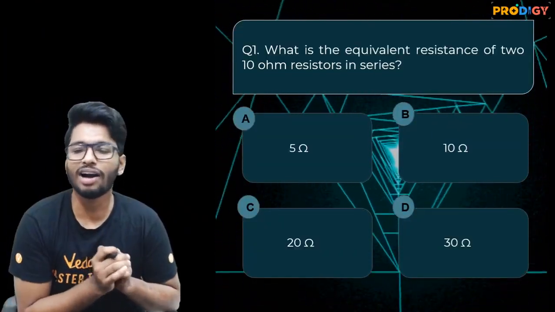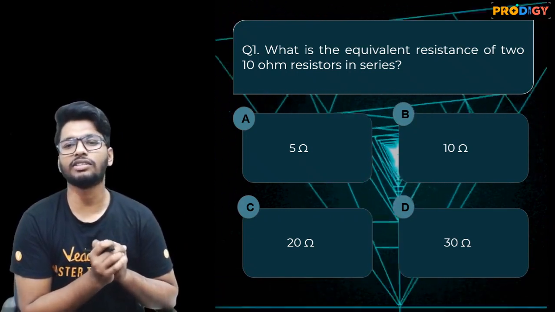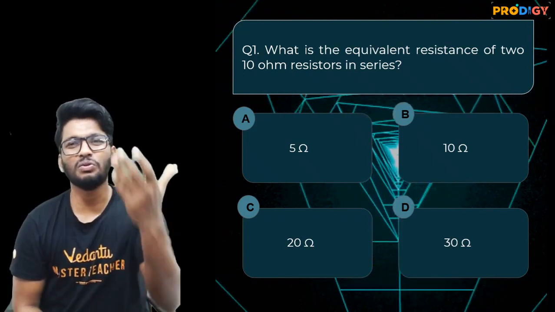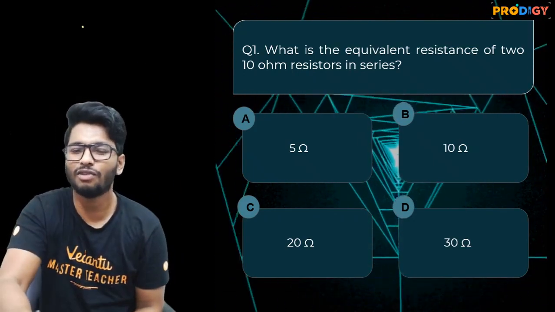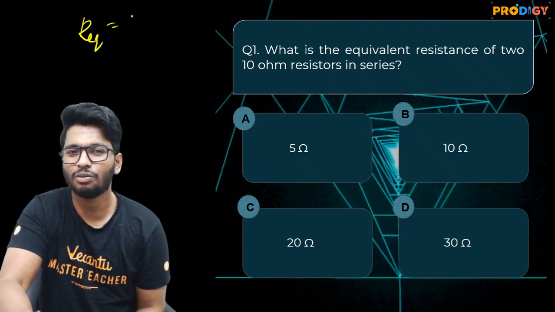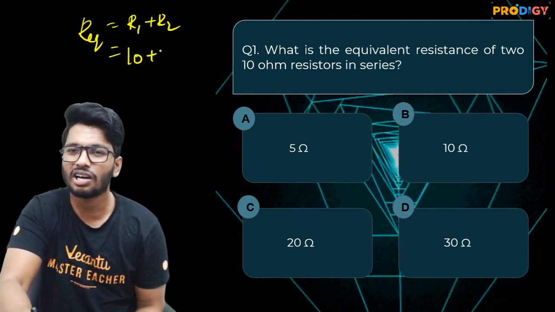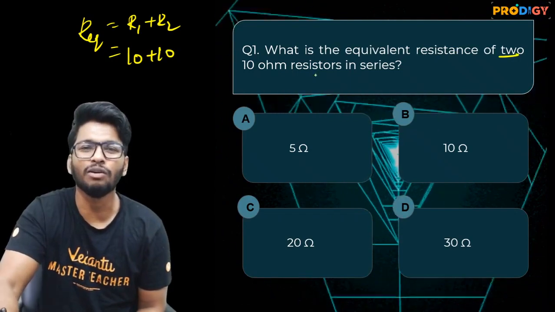Here's the question: what is the equivalent resistance of two 10 ohm resistors in series? 5 ohms, 10 ohms, 20 ohms, or 30 ohms? So what is the formula guys? R equivalent is equal to what? R1 plus R2. Now what is R1 equal to? 10. What is R2 equal to? 10. Because there are two 10 ohm resistors, right?